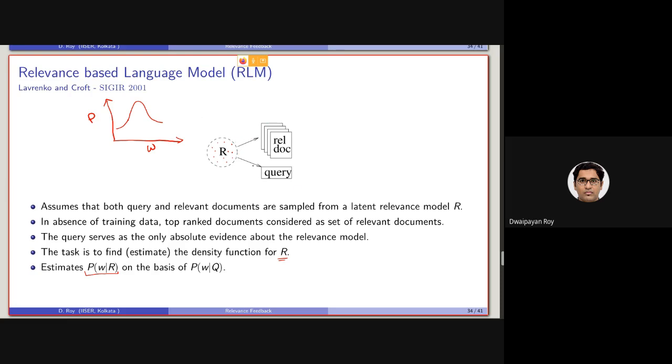Now, as it is evident that this Q is the only absolute evidence, we'll be estimating this P(w|R), that is, the probability of generation of a word from this relevance model. We'll be estimating it on the basis of P(w|Q). Why? Because we know Q is definitely coming from R. How we'll be estimating that, we'll be discussing now.